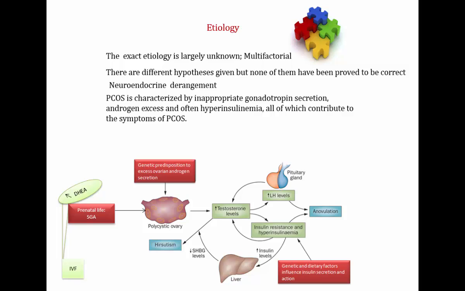And the third is that small for gestational age is a factor, because those babies who are born SGA later in their life develop polycystic ovary, and SGA is found mainly associated with IVF. If there is IVF, then it can be SGA, and due to more secretion of DHEA or treatment of the patient with estrogens can also lead to polycystic ovary.